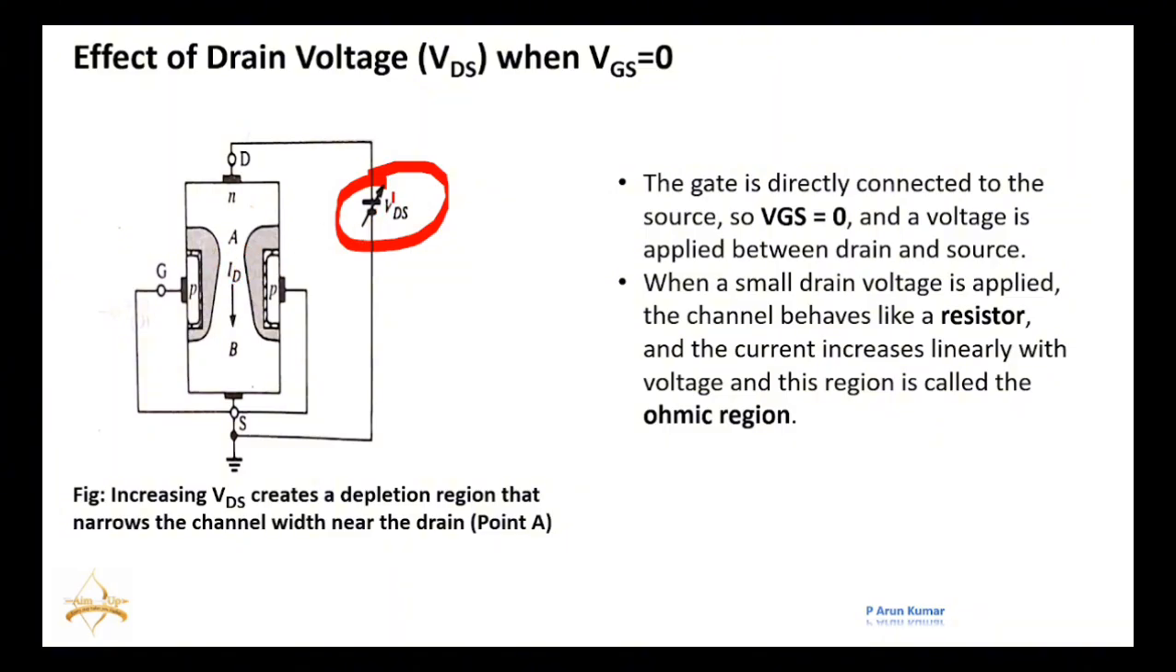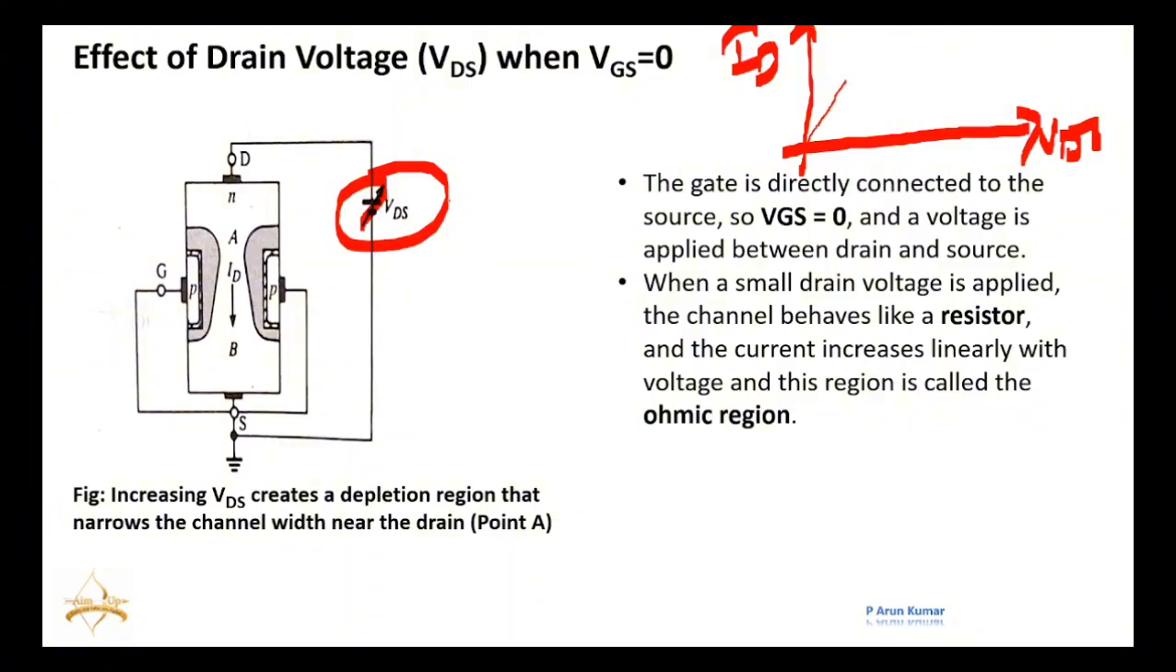Now I'm slowly increasing this VDS. So if I slowly increase this VDS, let us take a graph between VDS and ID. In this case, if I slowly increase this VDS, the velocity of the charge carriers also goes on increasing. In that case, the current also increases. So by increasing this VDS, the current also goes on increasing.